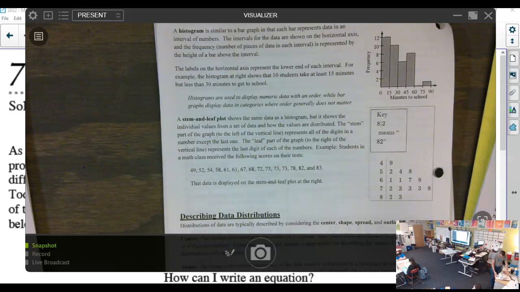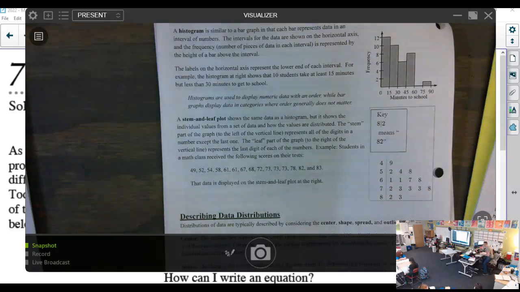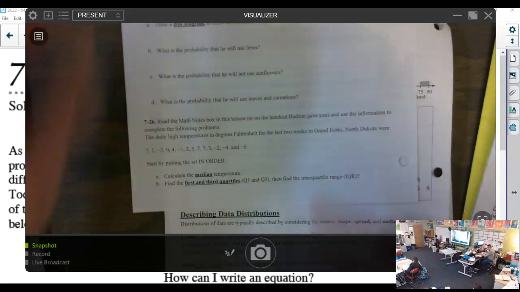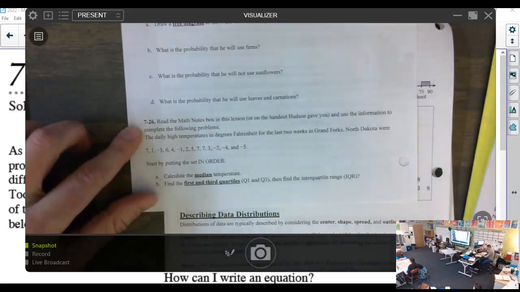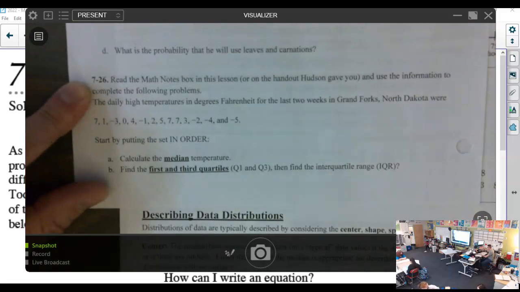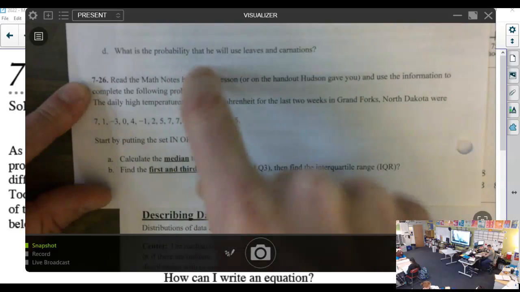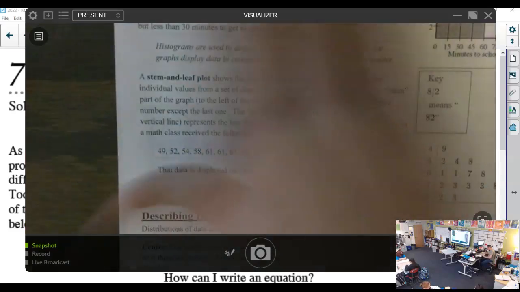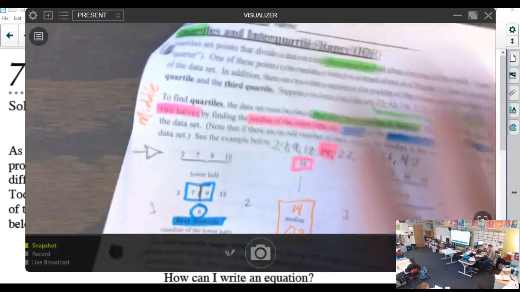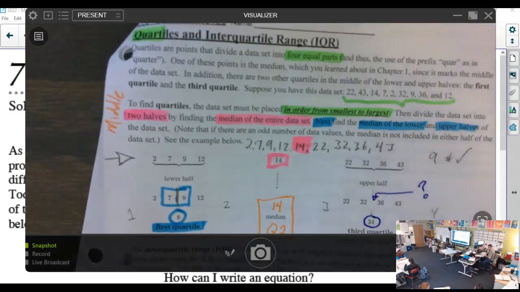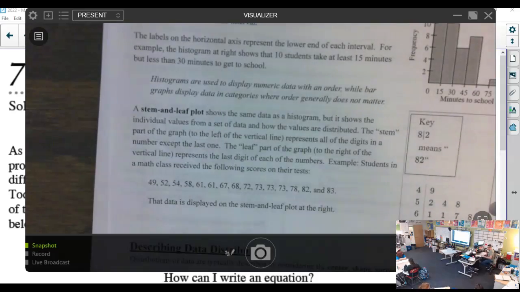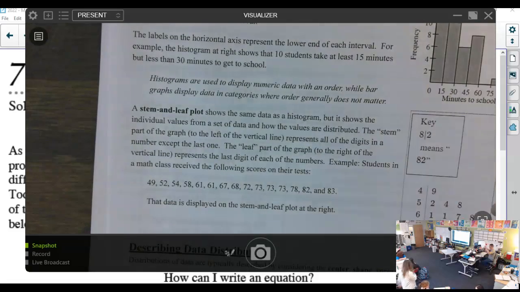So guys, if you haven't looked at 712 yet, and this is not an I-told-you-so, I want you to be prepared. Down here in problem 26, and we'll go over this tomorrow, I'm not going to do this for you. In order to do problem 26, you probably need to go look at your math notes box that we highlighted yesterday. Today, so that we're ready for the 713 homework, everybody look at 713 on the back.